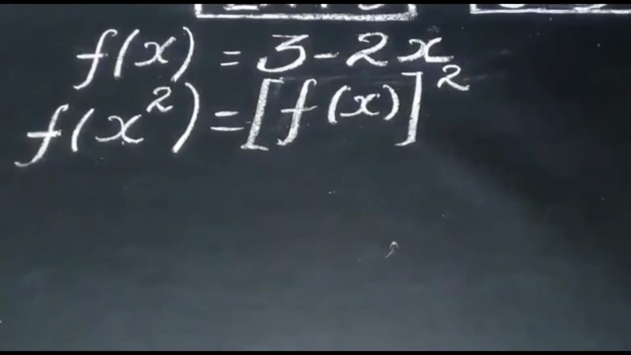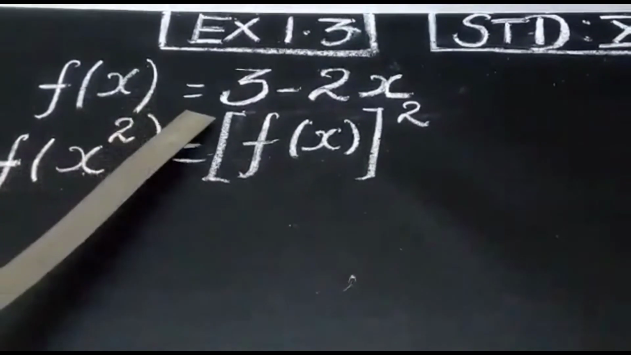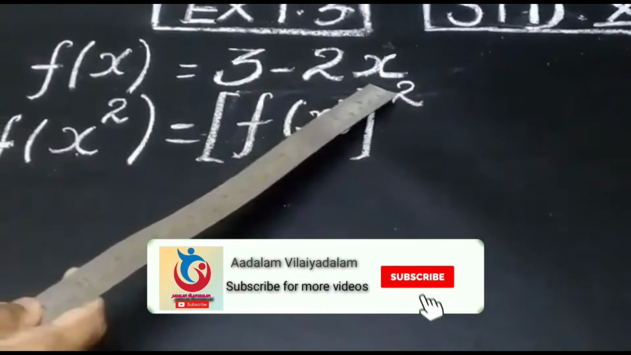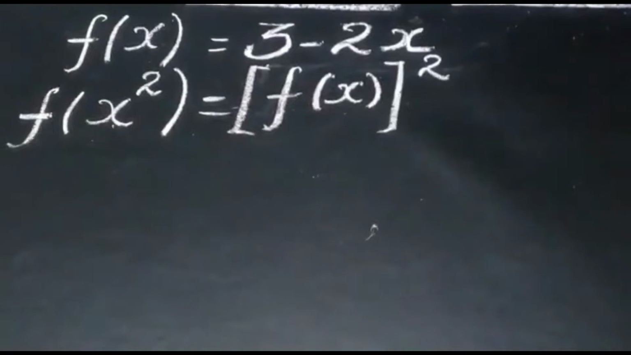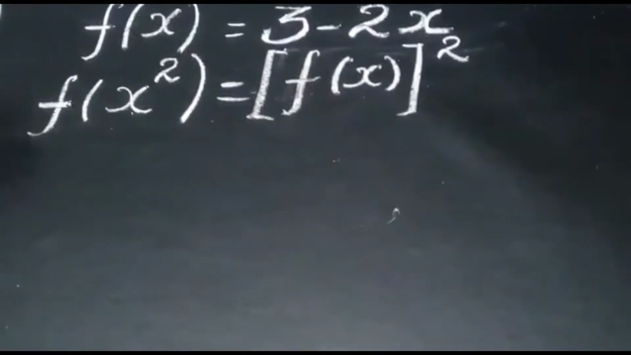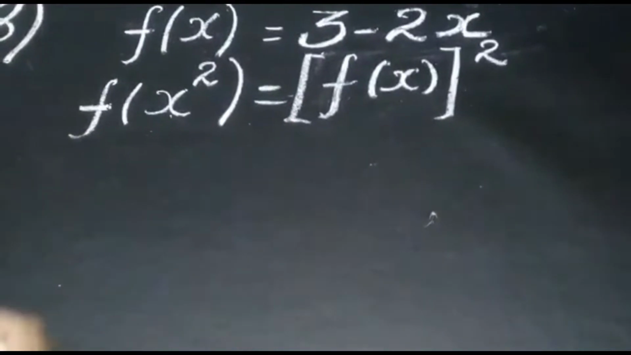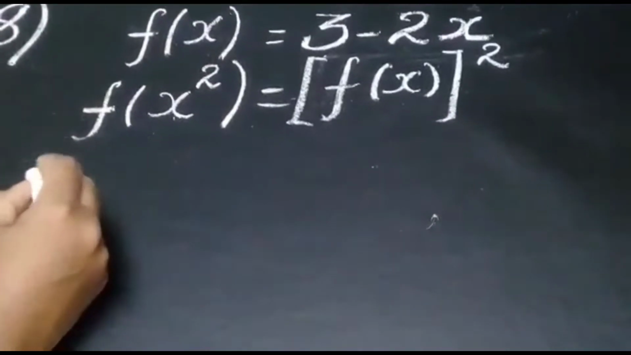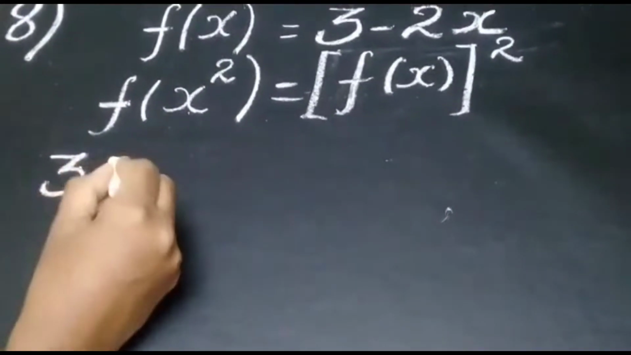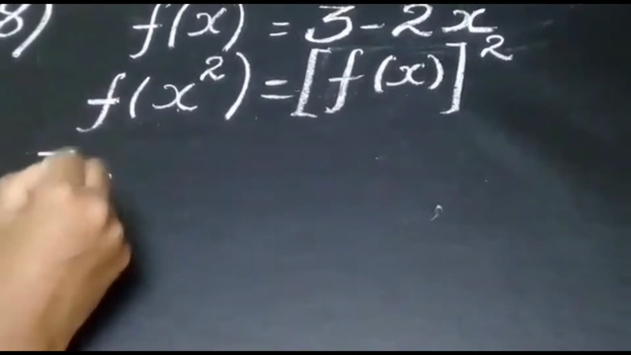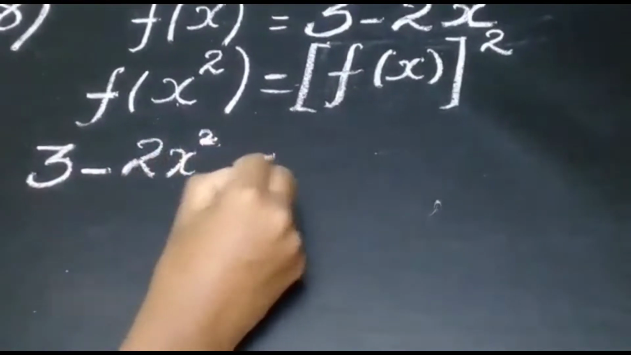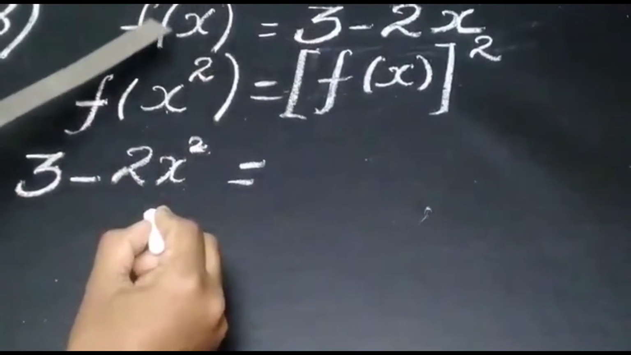A function f is defined by f of x equal to 3 minus 2x. Find the value of x such that f of x square equals f of x the whole square. Here the f of x value is given. One condition is given, and you have to find the value of x. So f of x value is 3 minus 2x. So f of x square equals 3 minus, here instead of x we substitute x square. So f of x square value is 3 minus 2x square, which is equal to f of x the whole square.